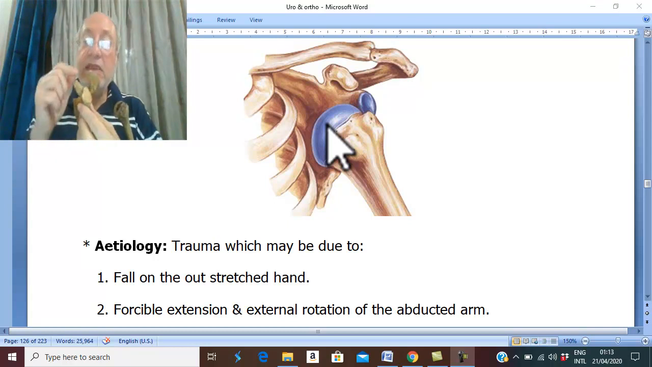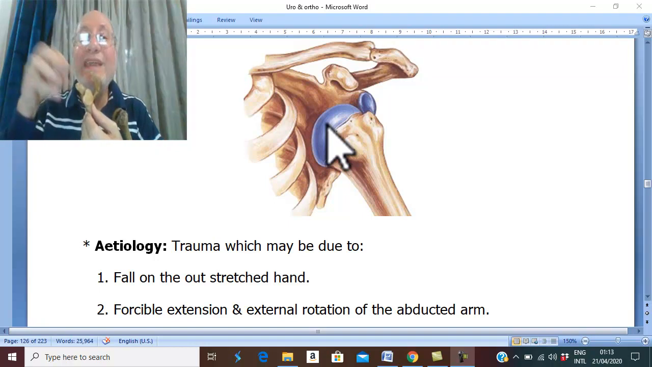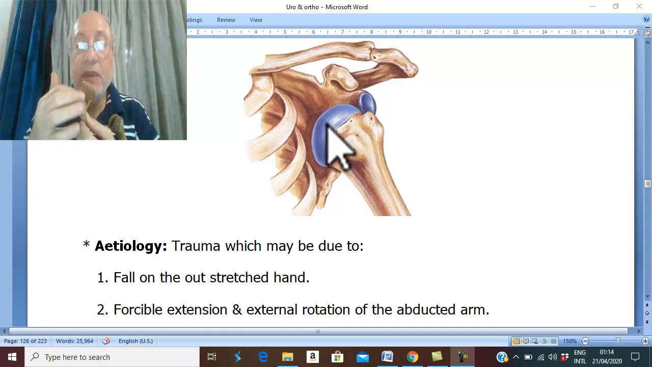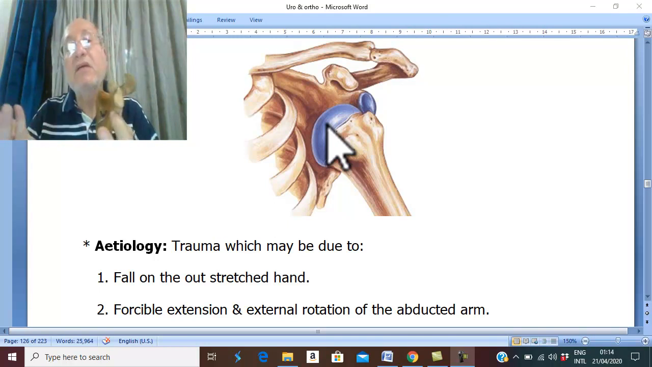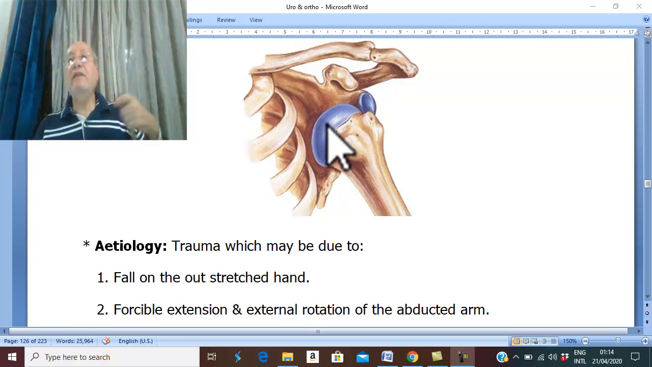There is a rim of cartilage present around the glenoid cavity to deepen it. This rim of cartilage is called labrum glenoidale. But in spite of the presence of the labrum glenoidale, the glenoid cavity is still shallow and dislocation of shoulder joint is very common.